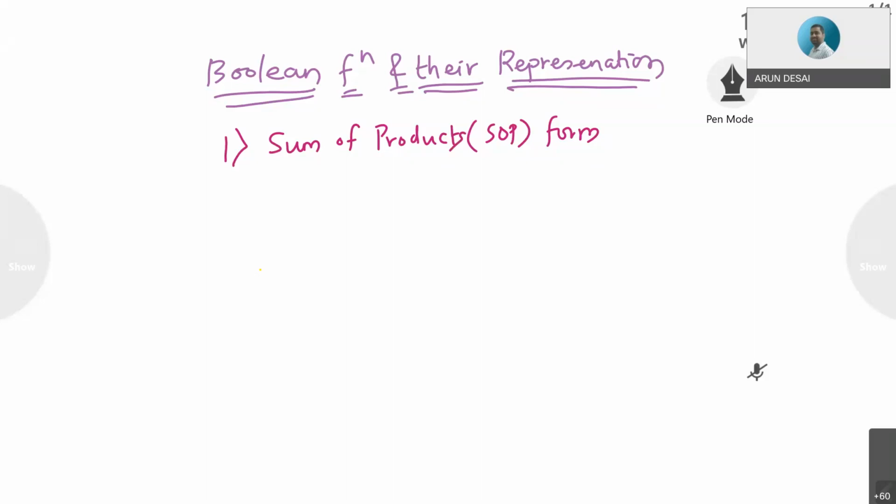हे झालंय का याच्या आधी? हे झालंय का? याच्या आधी शिकलात तुम्ही हे?